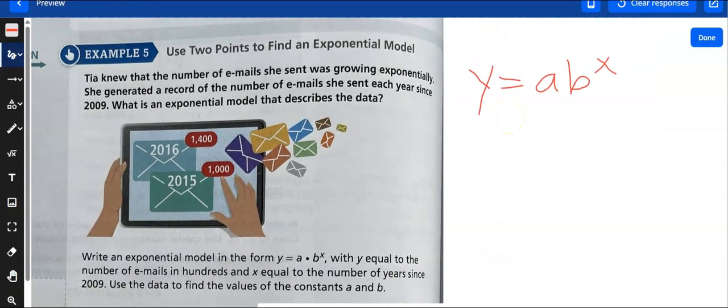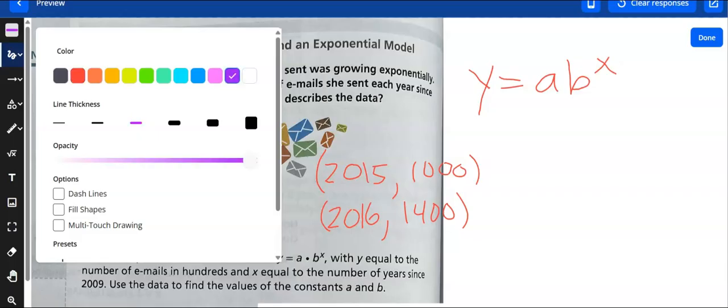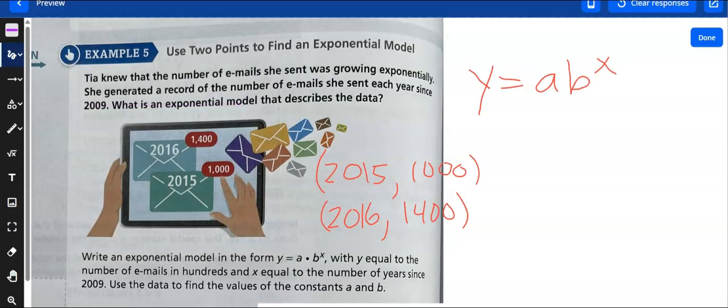We will create two equations with these coordinates. So we have 2015 and 1,000 emails, and 2016, 1,400 emails. Now, I'm going to make a suggestion to you that you really need to pay attention to.